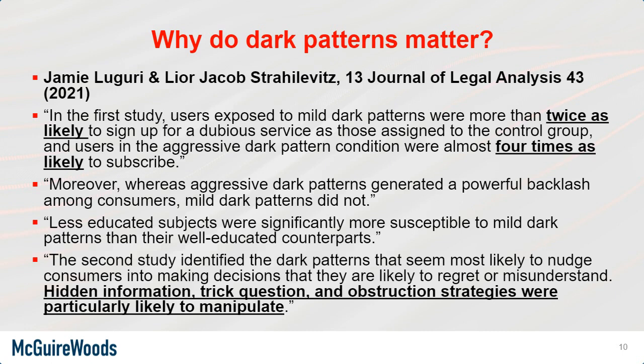This is a 2021 article from the Journal of Legal Analysis. It was discussed in the FTC report that came out in 2022. In the study itself, they basically surveyed a lot of different folks. And they found that users exposed to mild dark patterns were more than twice as likely to sign up for a dubious service as those assigned to the control group, and four times as likely to subscribe if it was aggressive dark patterns. They also noted that aggressive dark patterns can sometimes backfire or create a backlash, but mild dark patterns did not.